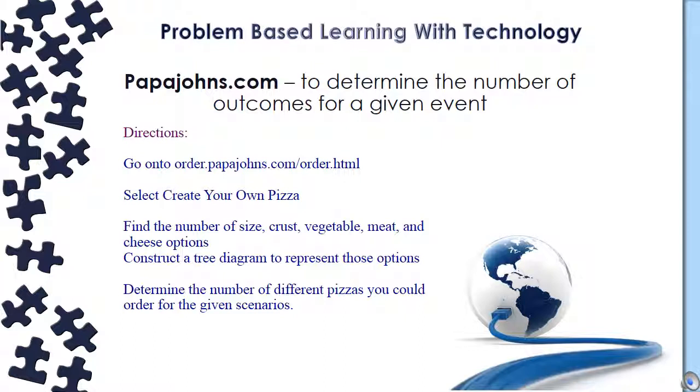The directions for this lesson are to first go onto order.papajohns.com and select Create Your Own Pizza. Find the number of options for the size, crust, vegetable, meat, and cheese. Use this information to construct a tree diagram and determine the number of different pizzas you could order for the given scenarios.